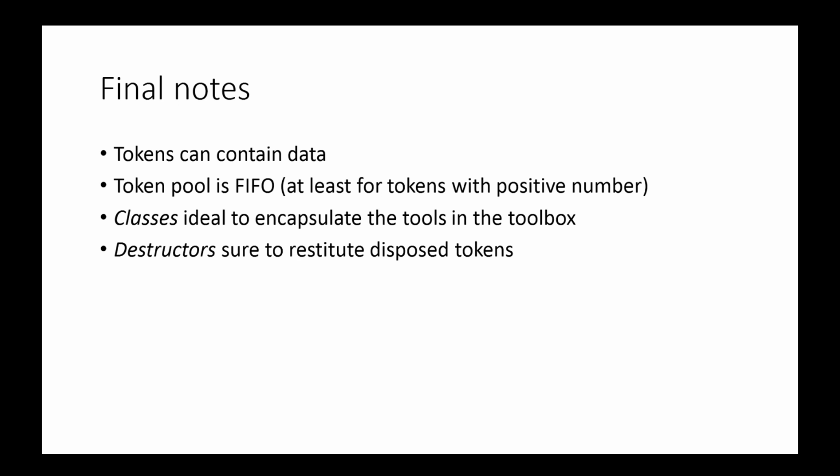So, to sum up my little talk, tokens can contain data. The token pool is first in, first out. And because this code is what you call legacy code, there are no classes or anything, but classes would be really ideal to make sure that the tokens go back in the pool and are removed from the in-use vector when they go out of scope.